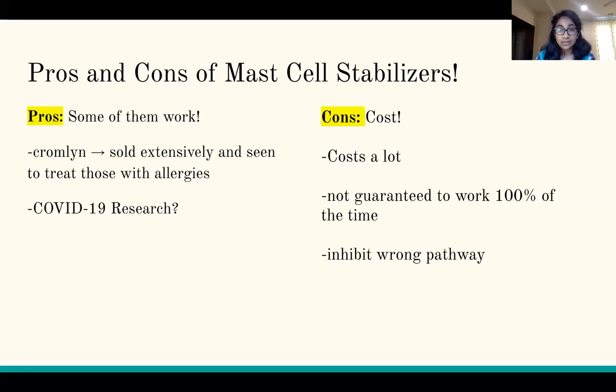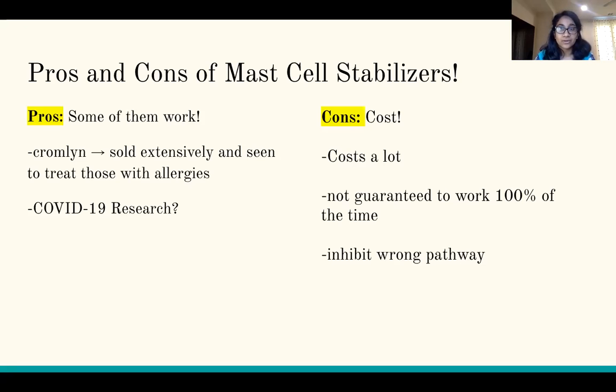But unfortunately, the cons are the cost. Mast cell stabilizers, or at least cromolyn in general, cost a lot, and it's not guaranteed to work 100% of the time, which I guess is the case for every drug. It could also inhibit the wrong pathway, and things could go really wrong with that. Unfortunately, mast cell stabilizers are not necessarily available, and not everyone can access them very easily. So there needs to be another method by which the pathway gets inhibited, which is something I'm interested in researching.